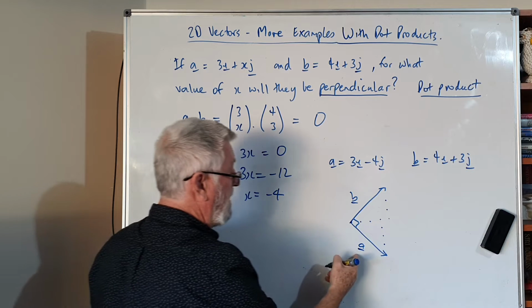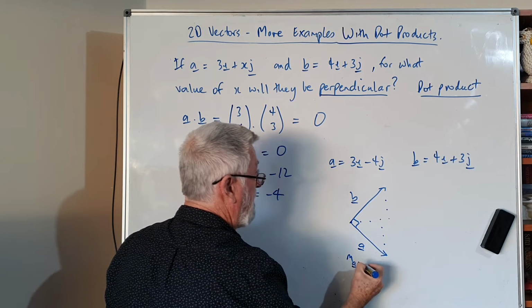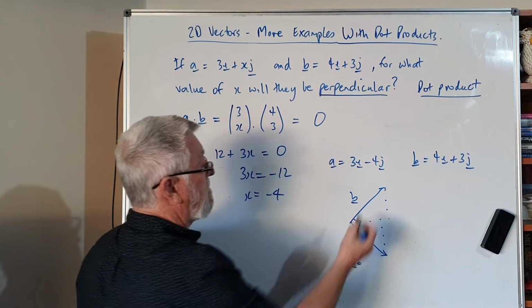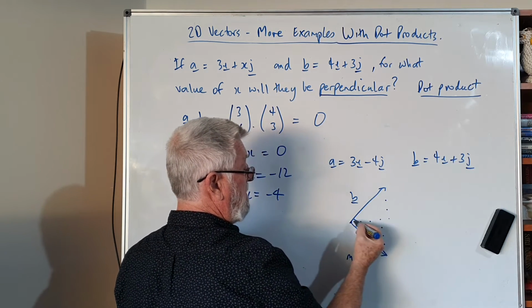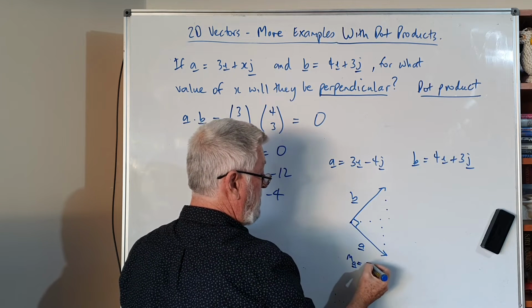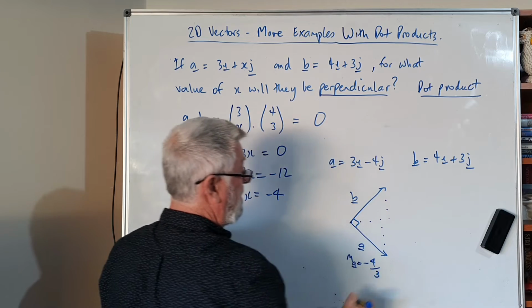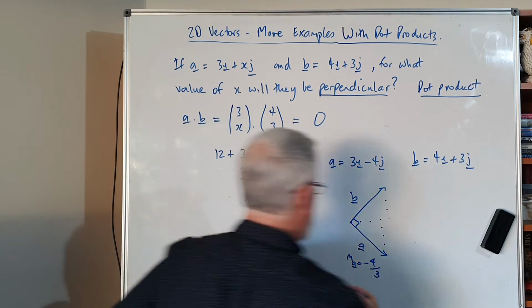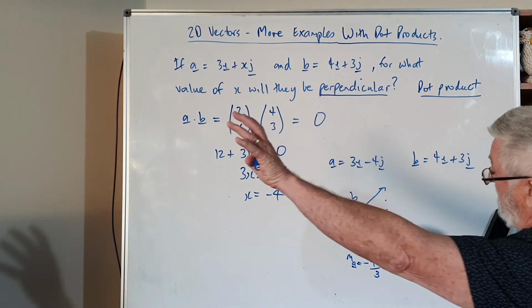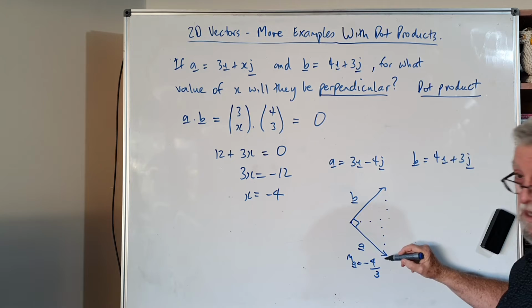By the way, the gradient of A, so if we talk about the m of A, what have I got? I've got to talk about the rise over the run. So let's have a look at that. It's minus 4 over 3. So the gradient of that one is minus 4 over 3. There's a negative gradient. So there's its rise and there's its run. I could have drawn it over that way instead.